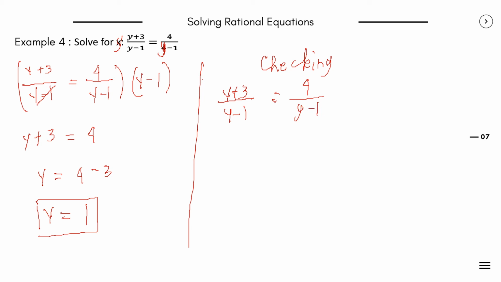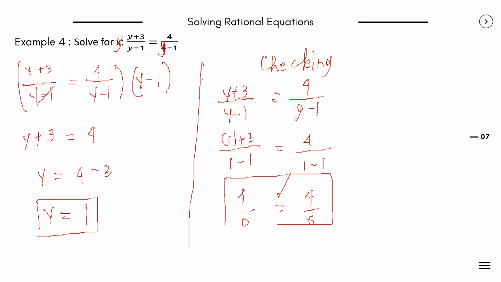Okay, so, ang y natin will be 1 plus 3 over 1 minus 1 is equals to 4 over 1 minus 1. Okay, so 4 over 0 is equals to 4 over 0. Since they are both the same, then we can say that our solution is true. Okay? Since pareho silang undefined, pero we can see na the equality is true. Okay? Ayun po.